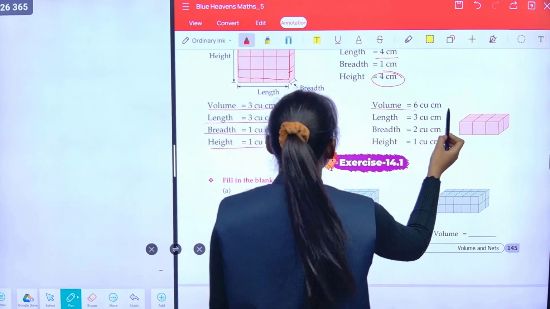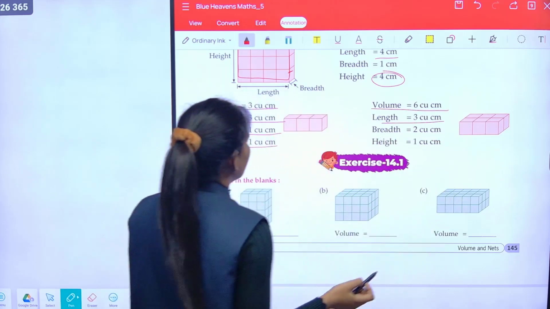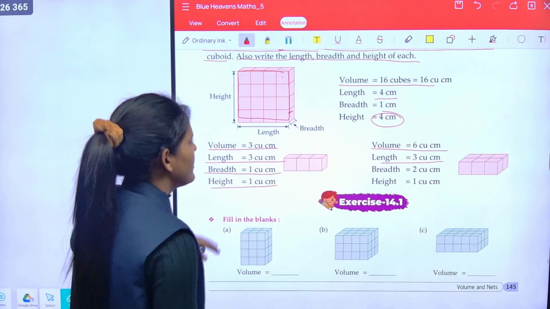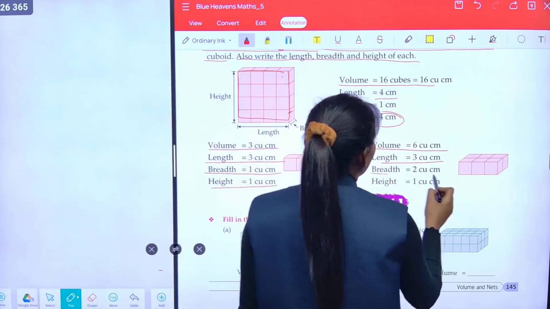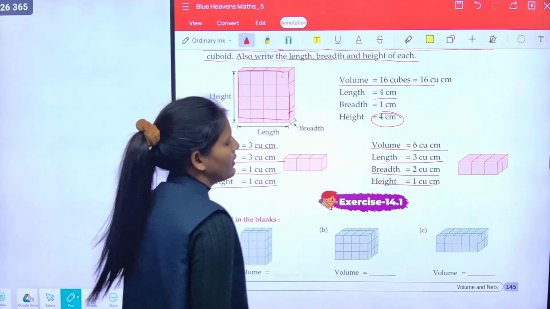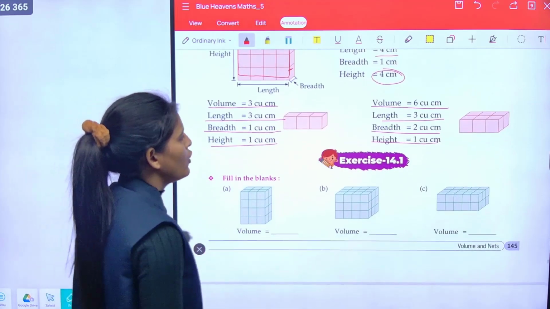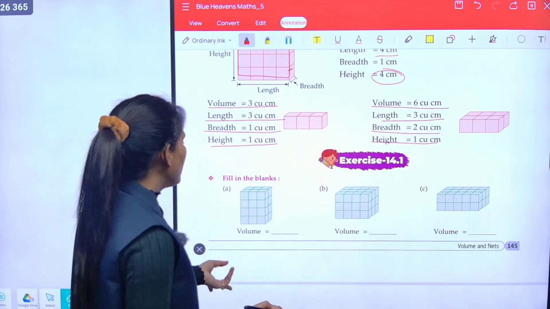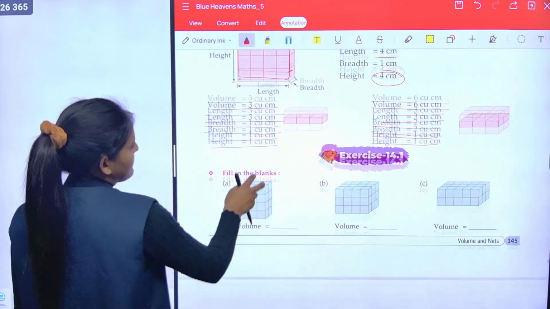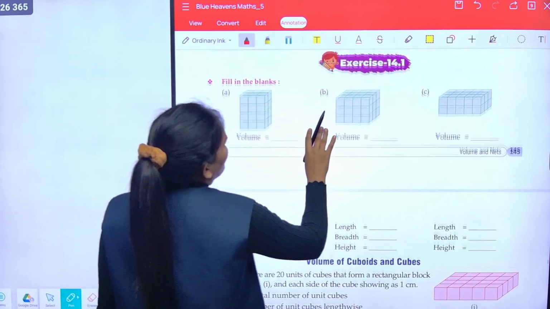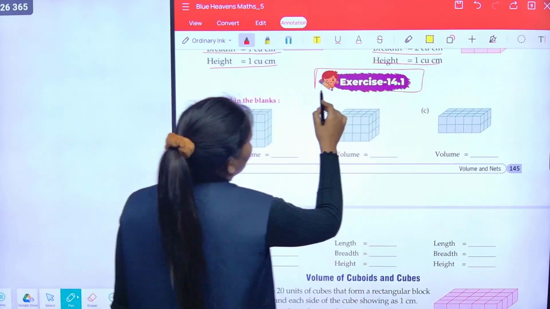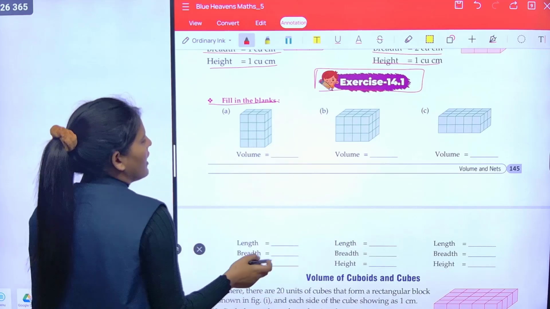So volume 6, length 3. Volume क्या हुआ हमारा? 6 हुआ. Length 3, breadth 2, height 1 centimeter. Okay class. Now see. Yes class. Now come to exercise 14.1. Fill in the blanks.